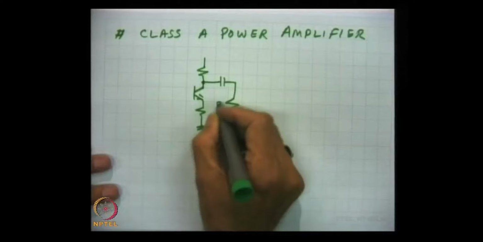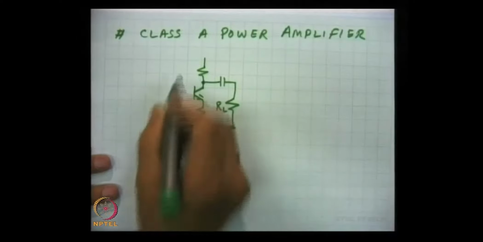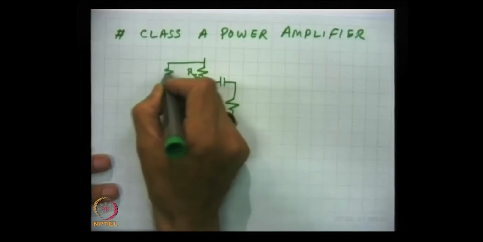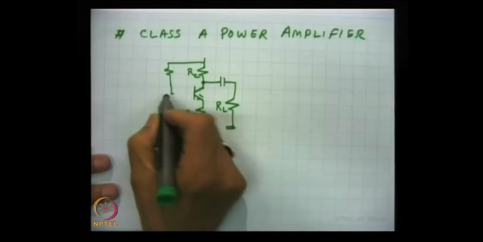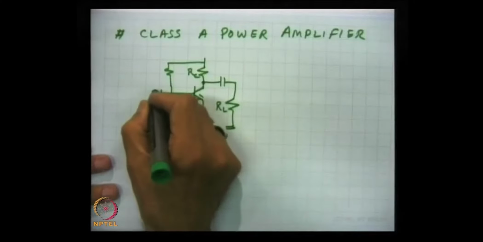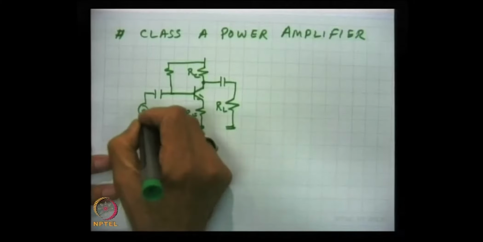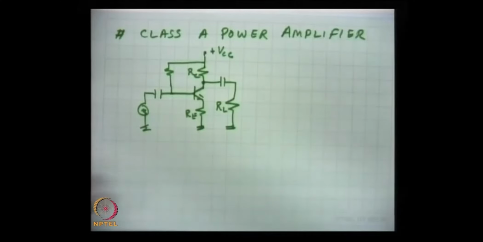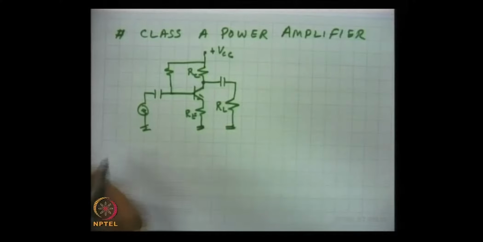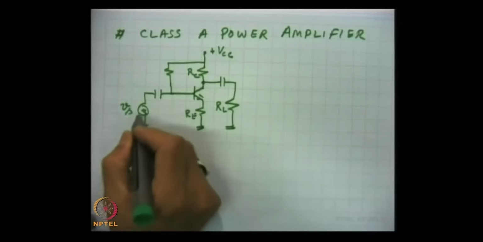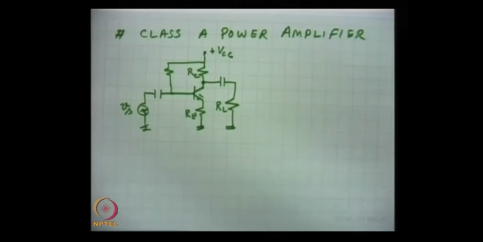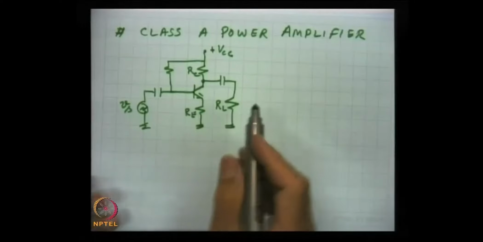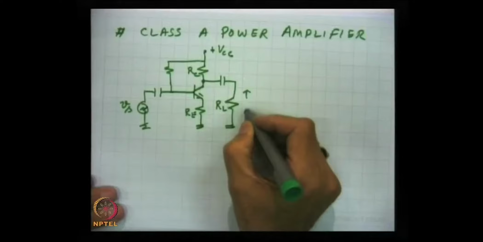This is RL, this is RE, this is RC, the collector resistance, and this is RB. Here is the input signal, and this is plus VCC. This is Vs, the signal. This is given to the power amplifier, and output is taken at the load here.